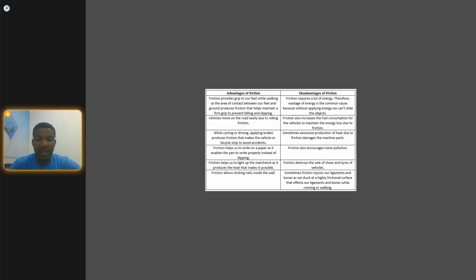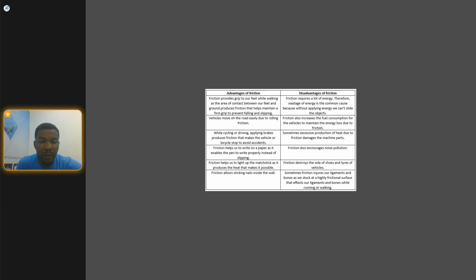Now let's consider what we call the applications of friction. Let's consider the advantages and the disadvantages of friction. Friction has its own advantage and also has its disadvantage.